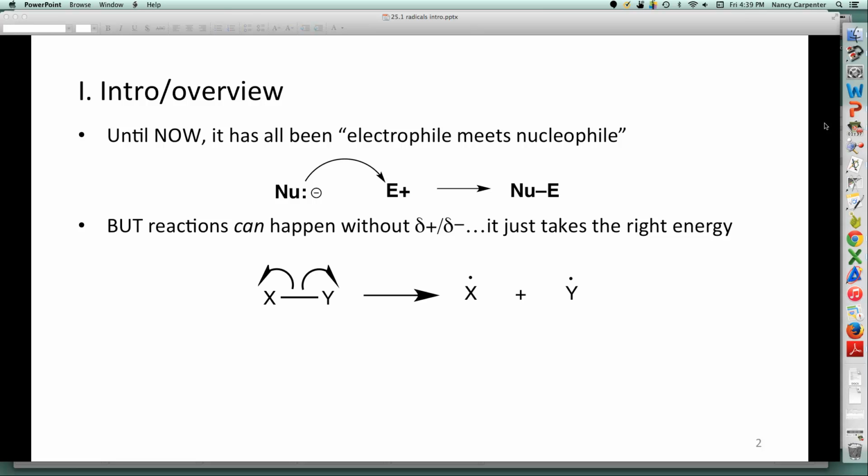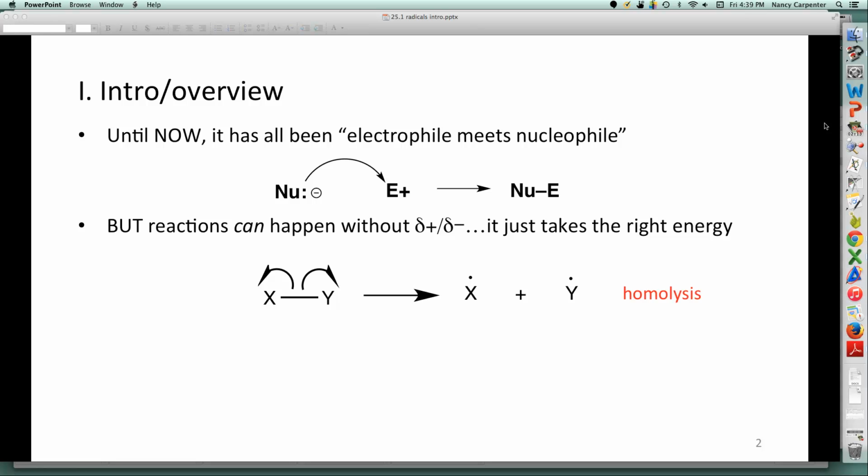So this generic reaction illustrates that very thing. Instead of having a 2-electron nucleophile and an electron-poor electrophile, what if my bond just cleaves in two, with one electron going to the X group and the other electron going to the Y group? That reaction is called homolysis.